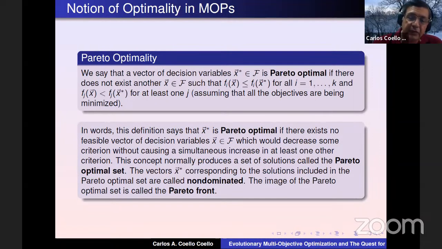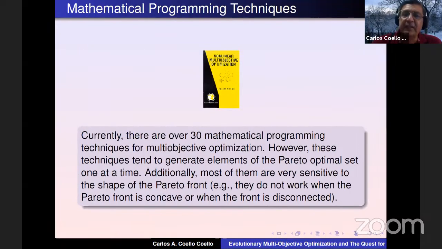And the solutions in this set are said to be non-dominated. And the image, that is, the objective function values from the Pareto optimal set, is called the Pareto front. These are very common terms we use in this field, which are not necessary to understand the rest of my talk, but I just wanted to introduce them because I may mention some of these terms later on.